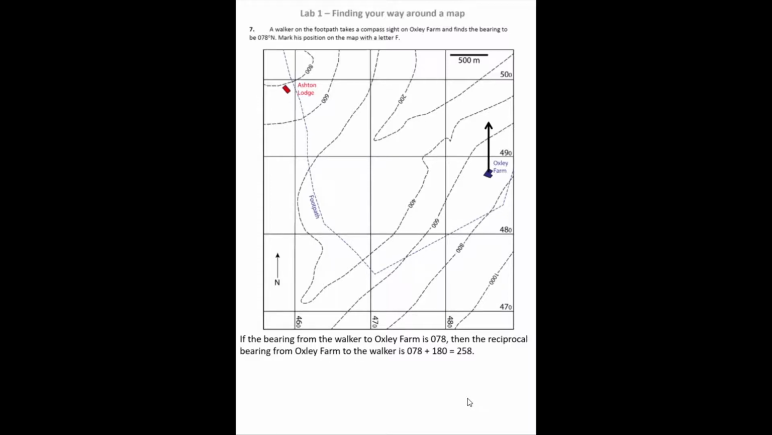So we add a north arrow to Oxley Farm, and then we count around clockwise 258 degrees, and we know that the walker must be in that direction from the farm. Now if the walker is on the path, then their location exactly on the path is the intersection between the path and that compass bearing. So we can mark his location with an F.